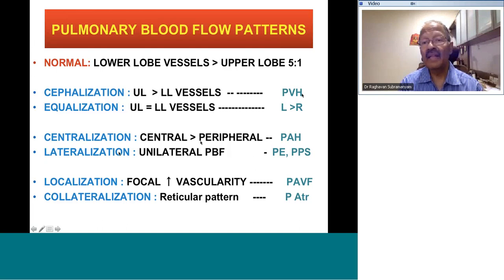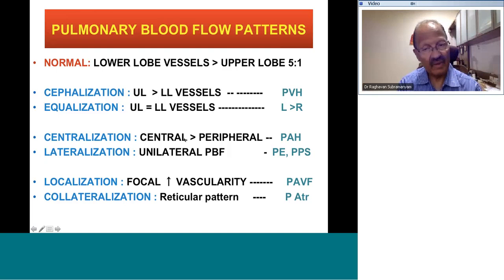Now, when cephalization occurs, typically that happens in pulmonary venous hypertension. The most classical example is mitral stenosis. However, any condition with increased pulmonary venous pressure, such as mitral valve disease or left ventricular disease, can cause cephalization. In plethora, on the other hand, when the pulmonary blood flow increases, the upper lobe vessels also become more prominent. But here, what you call equalization. Upper and lower lobe vessels actually look equal.